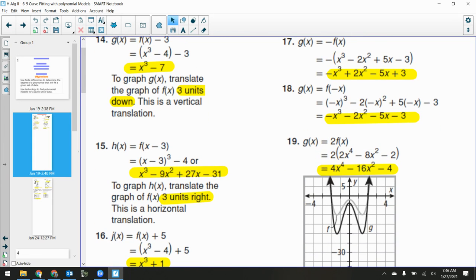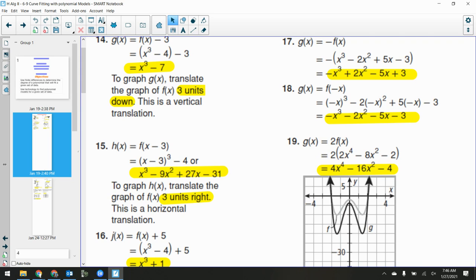Number 17 there, negative f of x, that's a reflection over the x-axis. So the negative goes to all parts. Remember, when the negative goes to all parts, that's a reflection across the x-axis. When the negative just goes inside each x value, that's a reflection across the y-axis. Reflection across the x-axis is going to change everybody's sign. Reflection across the y-axis is only going to change the sign of the odd-powered terms.